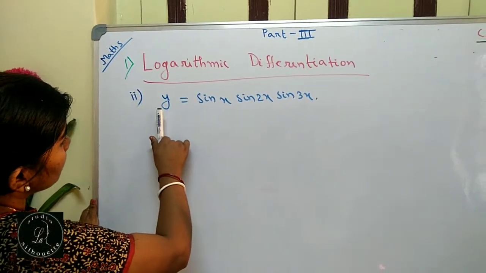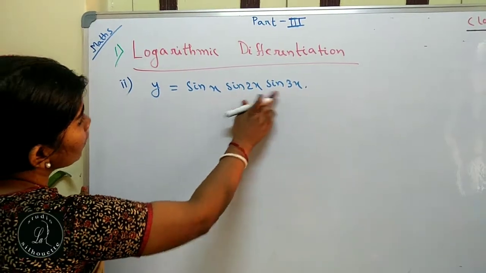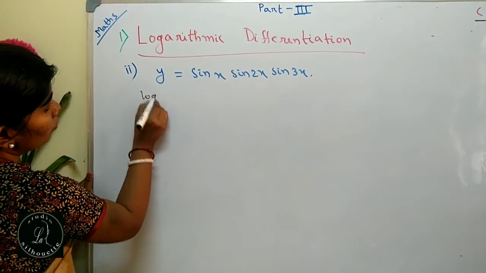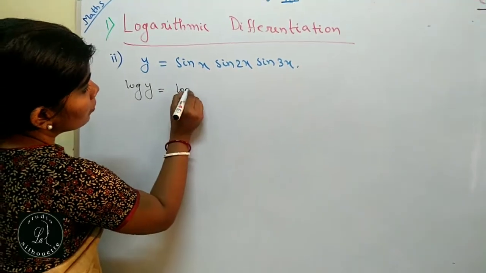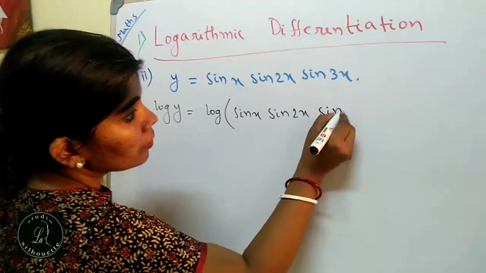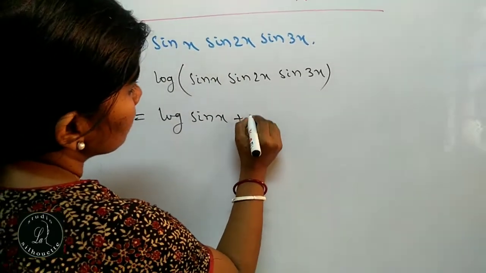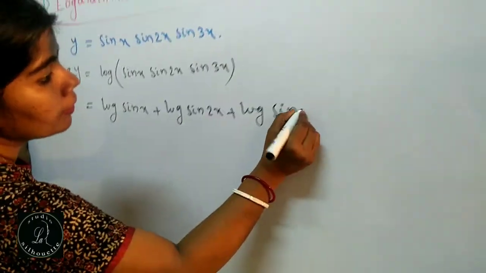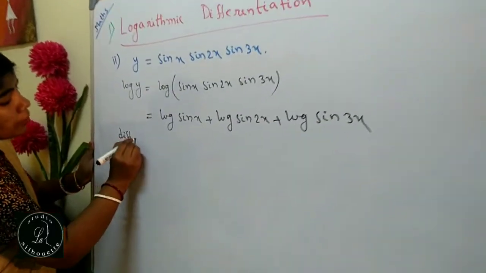Now to find the derivative of y equal to sin x sin 2x sin 3x, where y is the product of three different functions of x, what we will do? We will take logarithm on both sides. Then we will get log y equal to log of (sin x sin 2x sin 3x), equal to log of sin x plus log of sin 2x plus log of sin 3x.